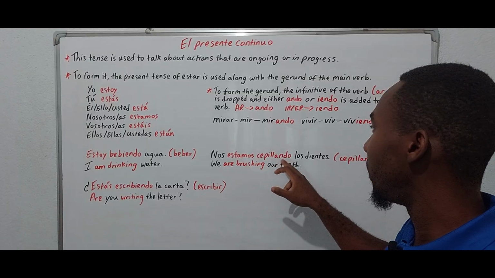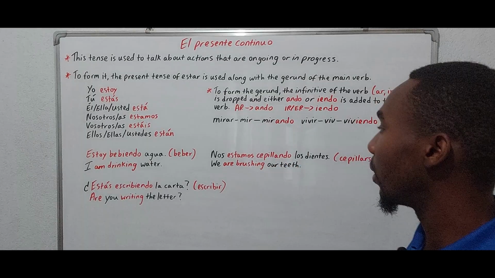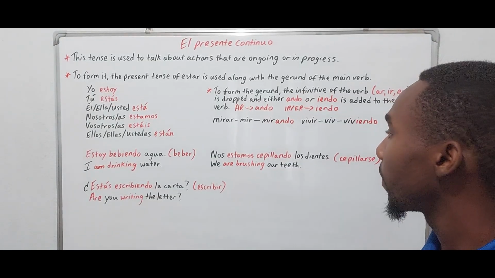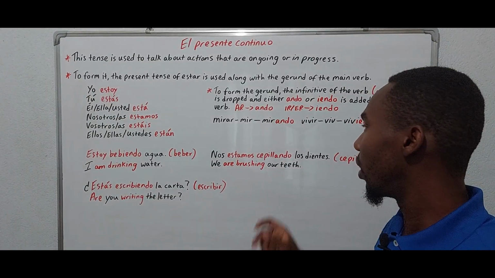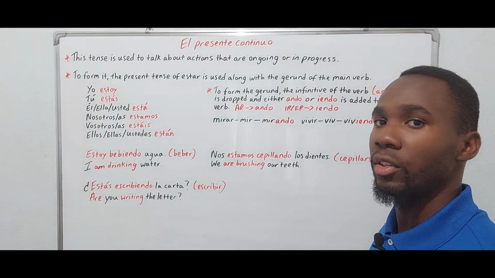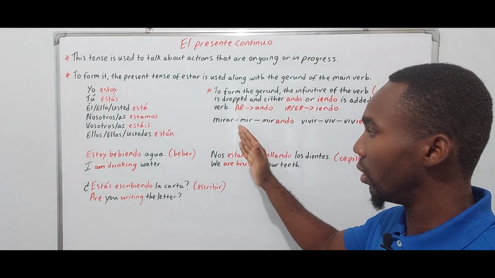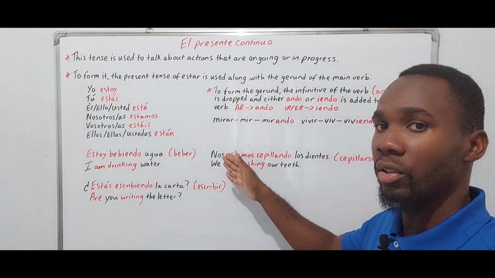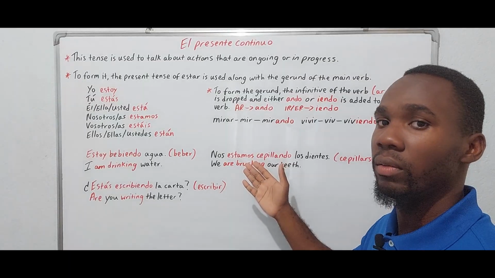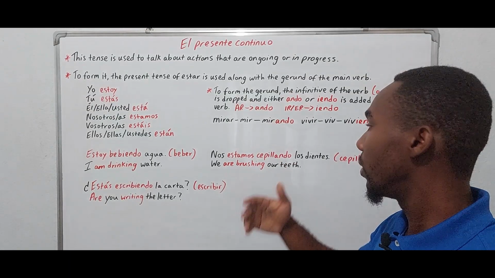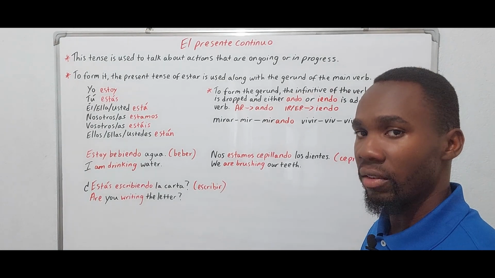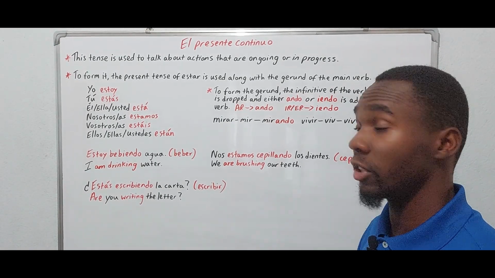Nos estamos cepillando los dientes. This comes from the verb cepillarse, which means to brush, right? We are brushing our teeth. So if we have a reflexive verb, we put the reflexive pronoun at the start. Then of course we conjugate estar to agree with that subject, followed by the gerund of the verb, right?